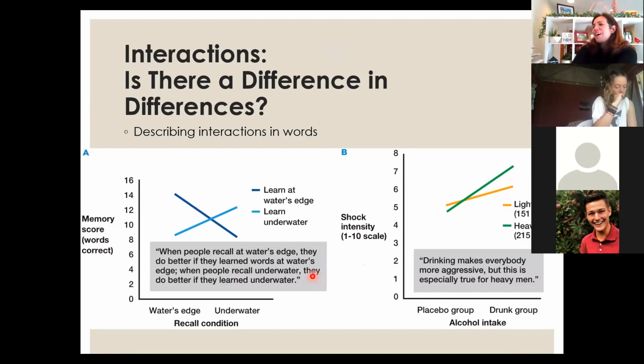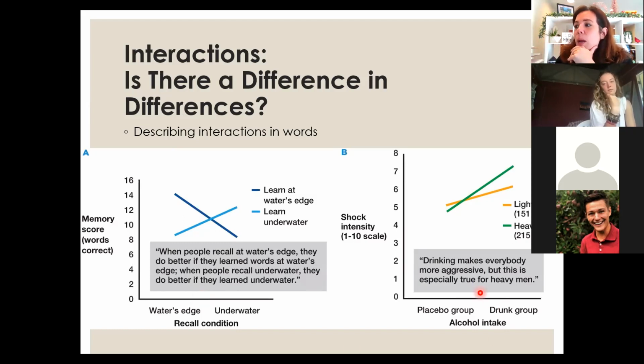All right, is there a difference in the differences? So when we describe an interaction in words, you should start with one level of the independent variable, because again, you'll have two, and explain what's happening with the independent variable at that level for the other independent variable. So this particular graph right here shows when people recall at water's edge, they do better if they learned words at the water's edge. When people recall underwater, they do better if they learned underwater, okay? So that is describing one condition of the first independent variable as it relates to the other, okay? So you keep it in the same line.